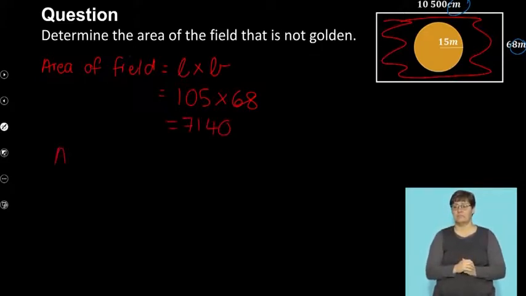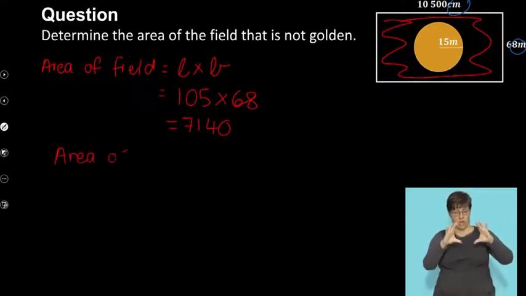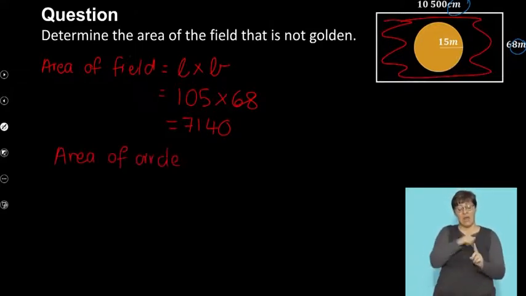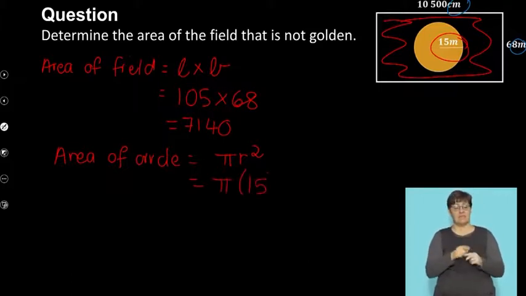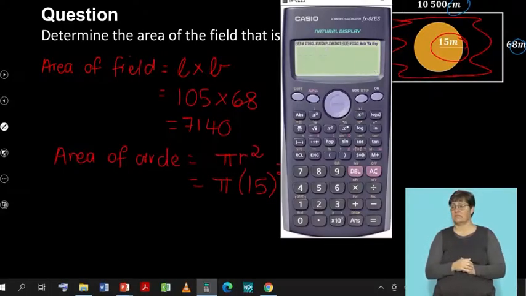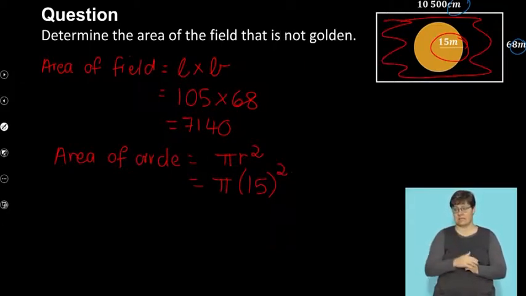Next, I'm going to need the area of the golden circle. And I know that the area of a circle is equal to pi r squared. And luckily, I've been given my radius nicely. It is 15 meters. So the area of the circle will be pi times 15 squared. So I can pop that in my calculator as well. So pi times 15 squared gives me 706.86.